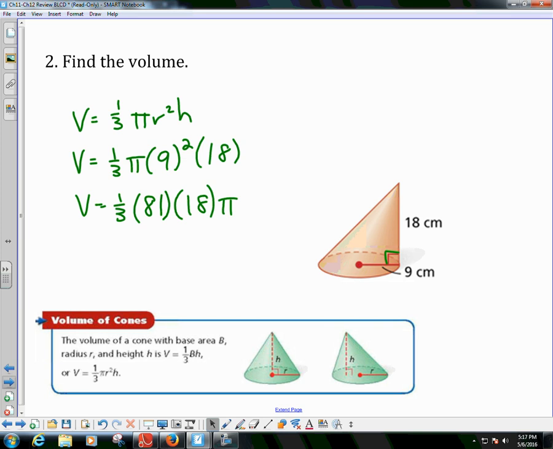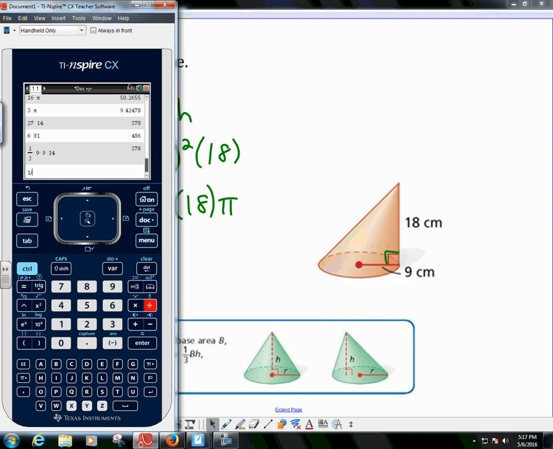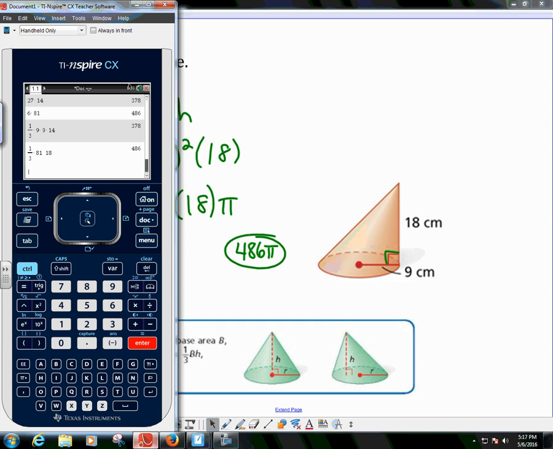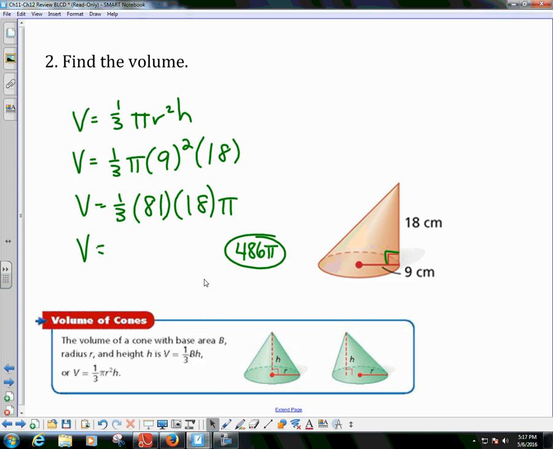Now, the packet didn't tell us what our units were to be, and I told my classes that we were going to do this to the nearest 100th. So I'm going to come to my calculator, and I'm going to say 1 divided by 3 times 81 times 18. So that's 486. If you were doing it in terms of pi, your answer would be 486 pi. But like I said, I told my classes that we were doing this rounded. So I'm going to take my answer and multiply that by pi, and that tells me that my answer is 1,526.81. And I know that once I put in pi, it's an approximation. So 1,526.81, it's a volume, so it's cubic centimeters.